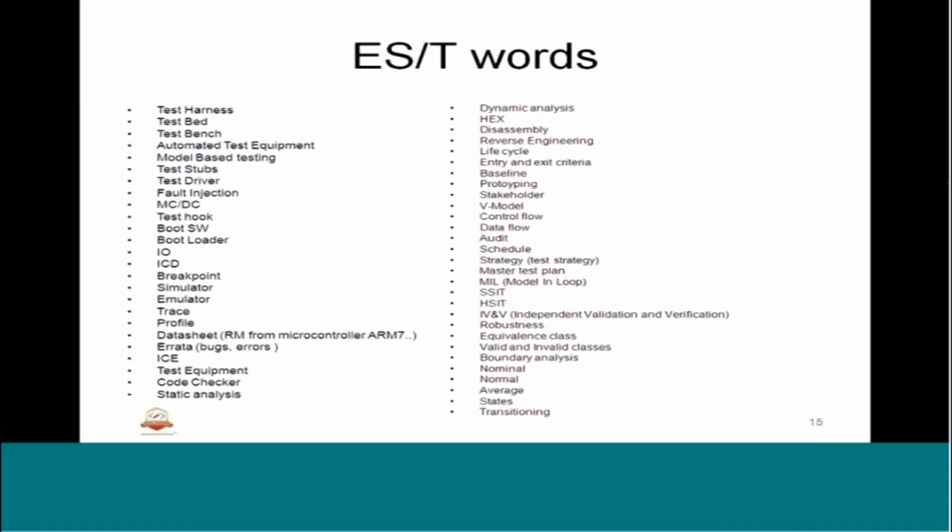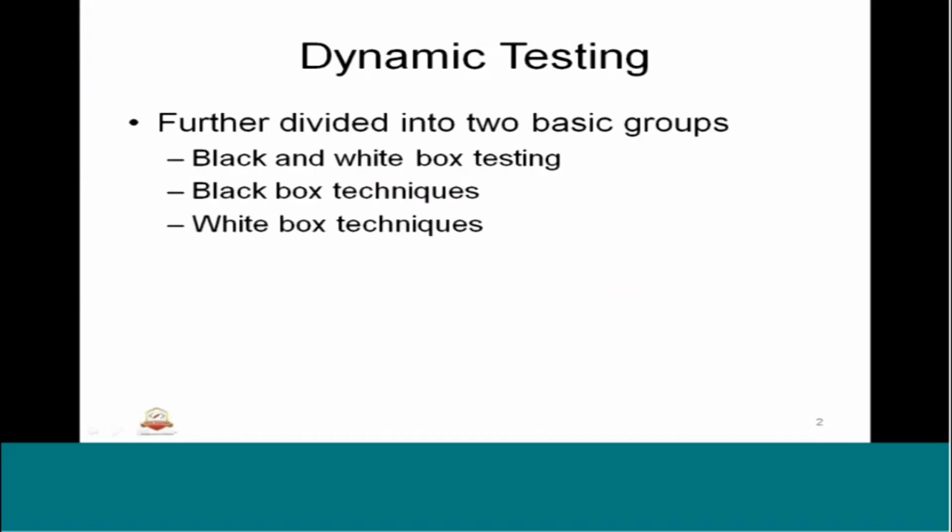So today we will discuss the white box testing technique. Before that, I will just touch base on some of the dynamic testing aspects which we had a session on some time back. Dynamic testing is basically testing done in real time, during the execution of the software. Embedded software testing is called dynamic testing. It is basically divided into two groups, white box and black box. There are various techniques for black box, and there are various techniques for white box.